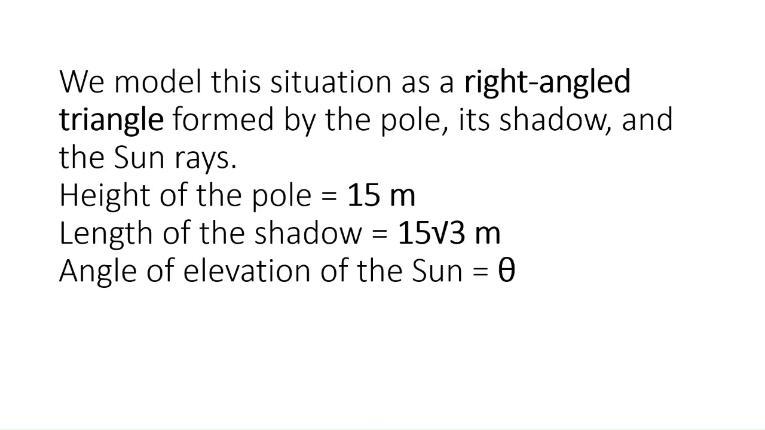So here we can model the situation as a right angle triangle formed by the pole, its shadow and the sun rays. Due to sun rays, there is a shadow of the pole. We are modeling the situation as a right angle triangle. What is given is the height of the pole, 15 meters, and the length of the shadow is 15 root 3 meters. Let us consider the angle of elevation of the sun is theta. The height of the pole and the length of the shadow are given in the problem, right?